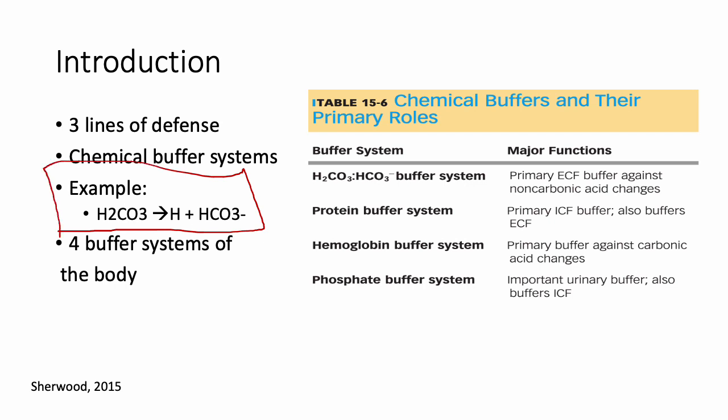When an unbuffered solution receives a strong acid like hydrochloric acid, all this dissociated hydrogen remains within the solution. On the other hand, when the buffer pair H2CO3 to HCO3- is found in the solution that hydrochloric acid is combining with, the HCO3- rapidly binds with hydrogen to form H2CO3.